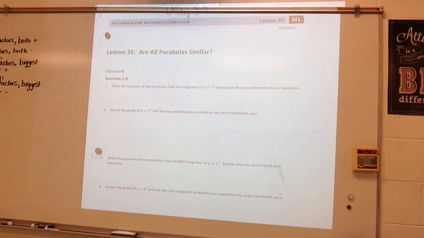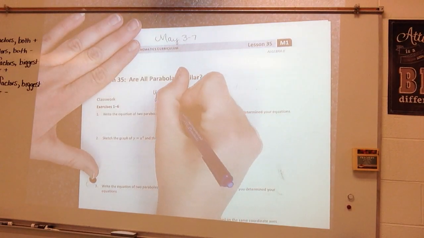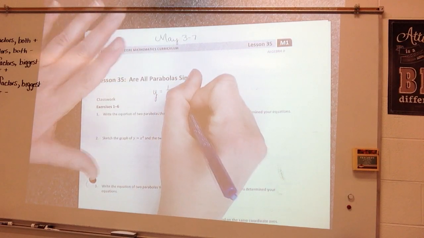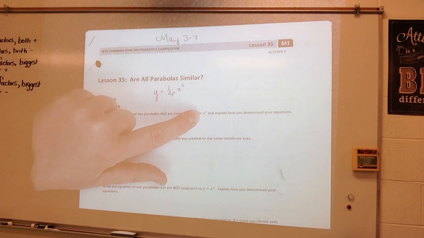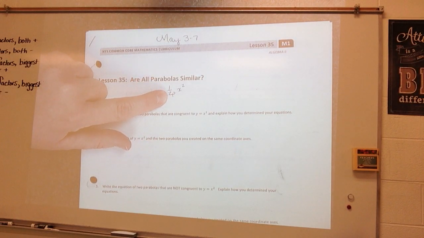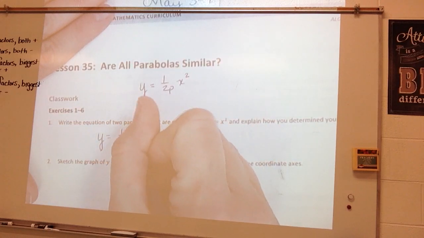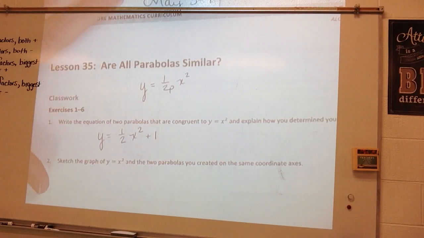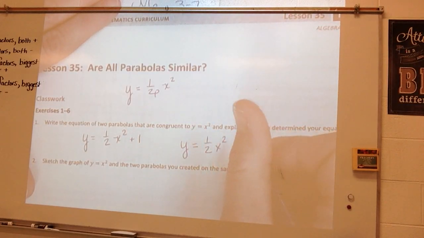So the first question states, write the equation of two parabolas that are congruent to y is equal to x squared and explain how you determine the equation. If you remember, all parabolas are congruent to the graph of the equation y is equal to 1 over 2p x squared. We figured this out last week. So if the distance is 1, I would substitute that in for p. And so therefore, I could write an equation y is equal to 1/2 x squared plus 1, or y is equal to 1/2 x squared plus 2.